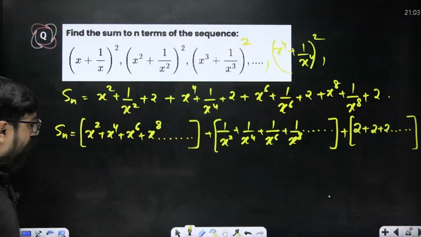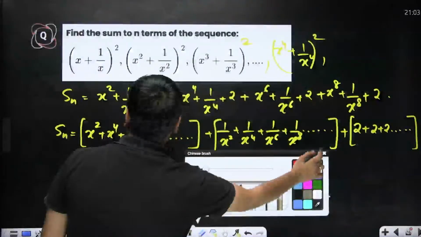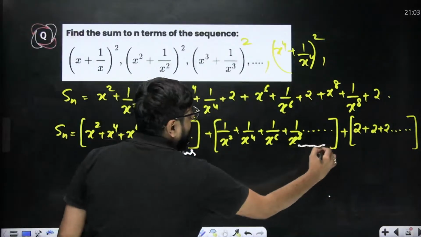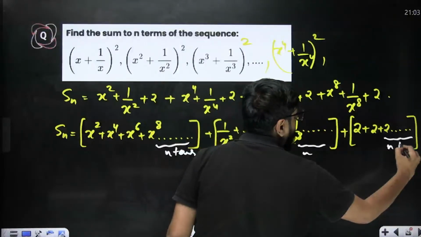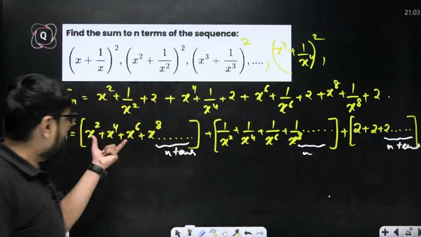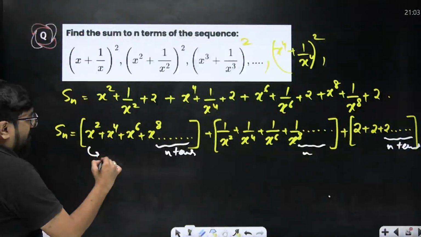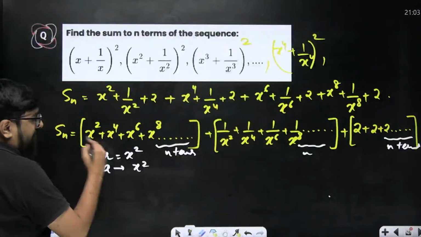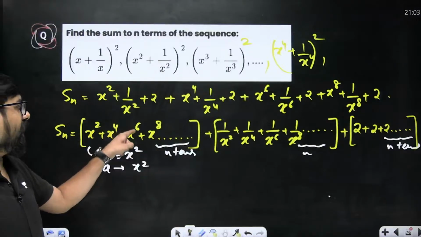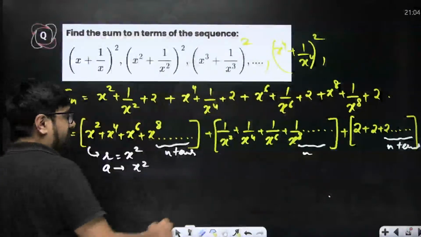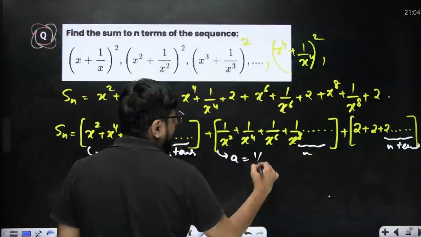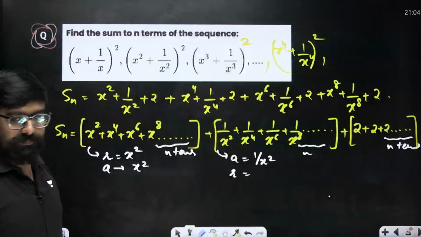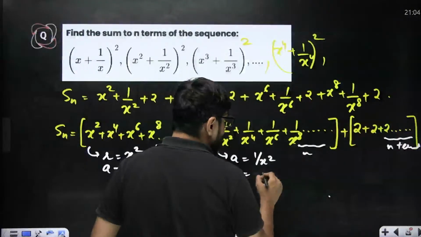These are all n terms. We have to find the sum of n terms. So these are n terms, here also n terms, here also n terms. Sum of n terms of this. What is the common ratio? R is nothing but x square. What is A? A is nothing but x. This is GP: x square, x to the power 4, x to the power 6, x to the power 8. This is also GP. A is what? 1 by x square. R is what? 1 by x to the power 4 divided by 1 by x square, this will be 1 by x square. R is also 1 by x square.